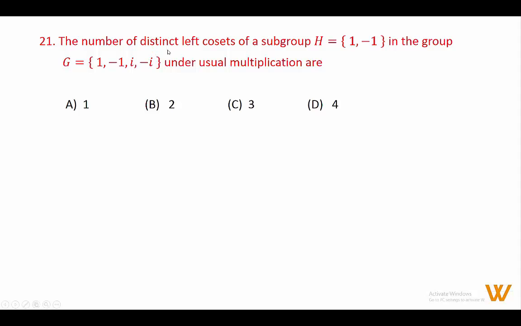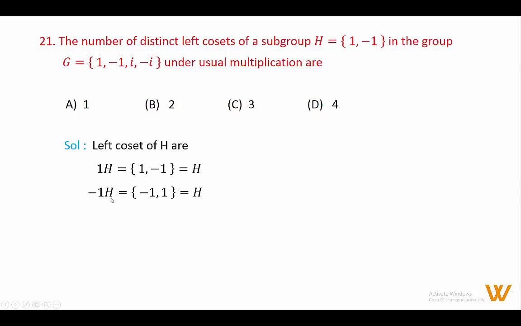The number of distinct left cosets of a subgroup H in the group G = {1, -1, i, -i} under usual multiplication. Left cosets of H: 1H is H multiplied by 1, so {1, -1} is the set H. -1H is H multiplied by -1, so {-1, 1} is again the set H.